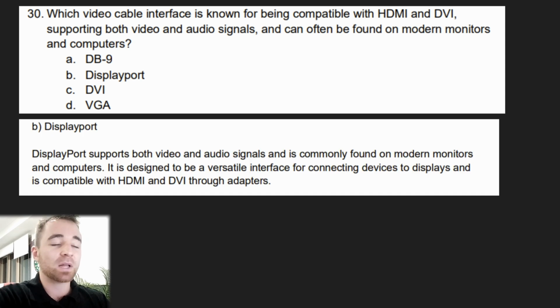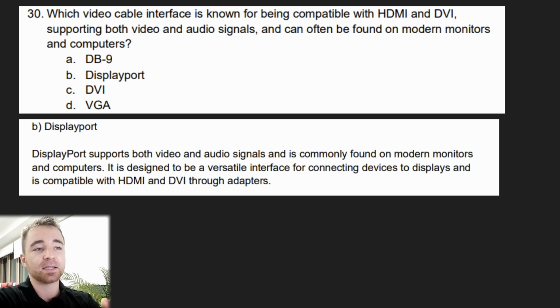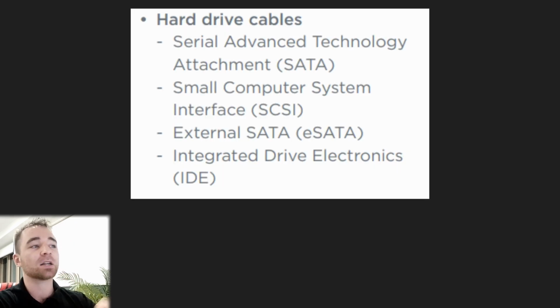Correct answer is B, DisplayPort. All right, so again, you'll need to know this. That, of course, wasn't going to be C, because DVI is compatible with DVI. DVI is DVI. All right, so make sure you know your cables. We'll move on to hard drive cables. We got SATA, SCSI, eSATA, and IDE.